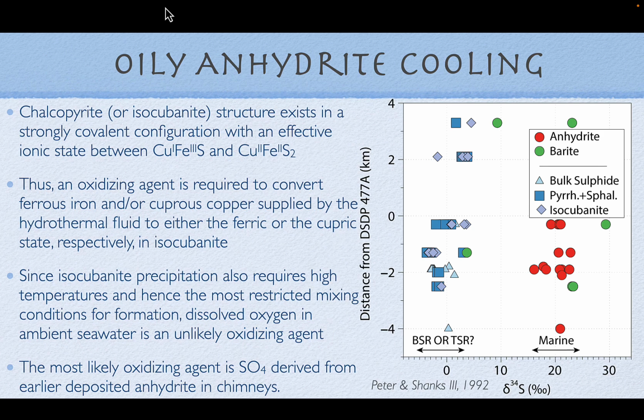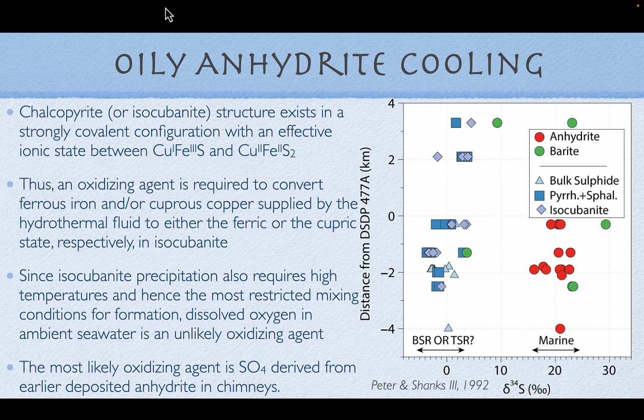So if we look at the chalcopyrite or the precursor isocubanite structure, it consists in the vents of a strongly covalent configuration with effective ionic states ranging between CuFeS and CuFeS2. So we need an oxidizing agent to convert the ferrous iron or the cuprous copper that's being supplied by the hydrothermal fluid, to fix it as either the ferric or the cupric state in the isocubanite, the metal sulfide that's forming in these vents.